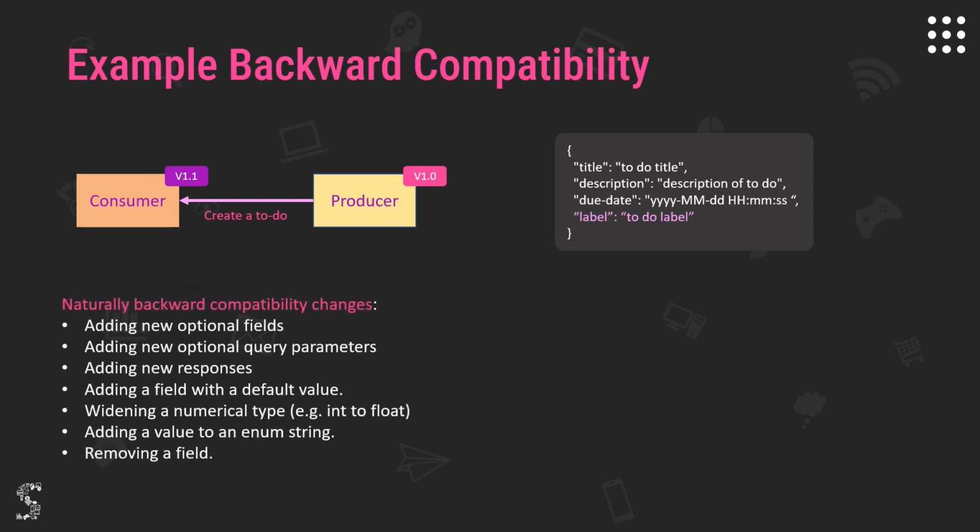So naturally backward compatible changes, like I have mentioned before, are adding new optional fields, adding new optional query parameters, adding new responses, adding a field with a default value, widening a numerical type, let's say from integer to float, adding a value to an enum string, and removing a field. These kinds of changes are naturally backward compatible.